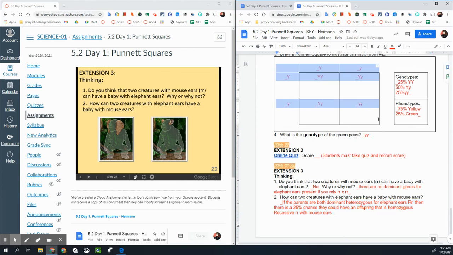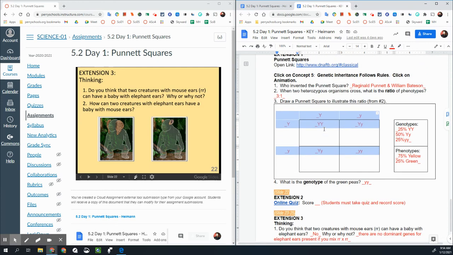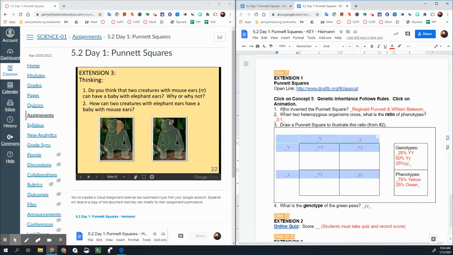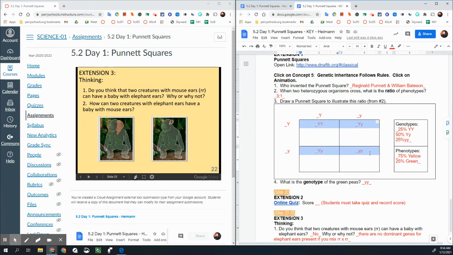All right, and that actually looks a lot like this chart here, but with R's instead of Y's. And this is actually the answer to the first extension. So if you're looking for the answer for that, who invented the Punnett square? Reginald Punnett and William Bateson. When two heterozygous organisms cross, what is the ratio of phenotypes? It's 3 to 1. Just draw a Punnett square to illustrate the ratio from number 2. And that is shown here. And the genotype ratio is 25% dominant homozygous, 50% dominant heterozygous, and 25% recessive homozygous. The phenotypes, 75% yellow and 25% green.